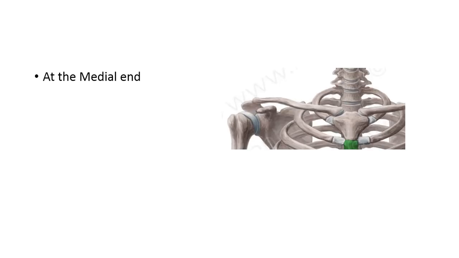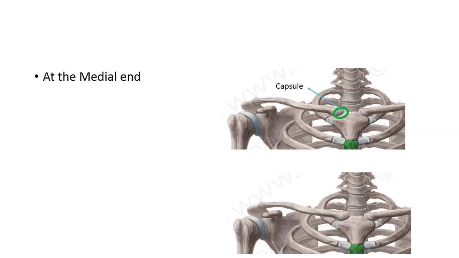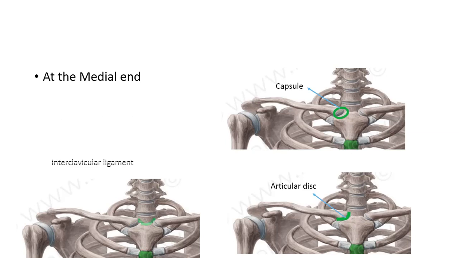Medial end also has the fibrous capsule for the sternoclavicular joint, this one. Then an articular disc in between the sternum and the medial end of the clavicle, this is the articular disc, and the interclavicular ligament in between the two clavicles. So this is the interclavicular ligament.